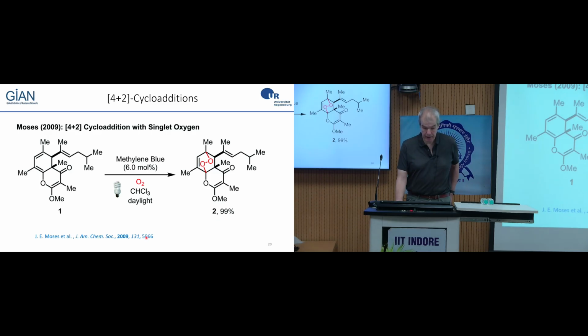So that's again not that old of a publication. And these types of endoperoxides are compounds which people are very interested in, because artemisinin, the number one anti-malaria drug, has exactly such an endoperoxide structure.